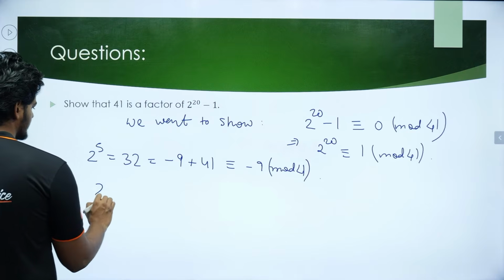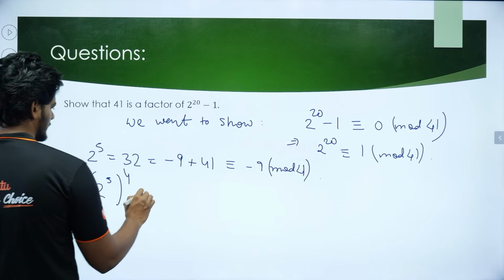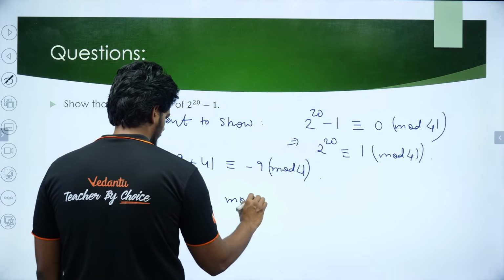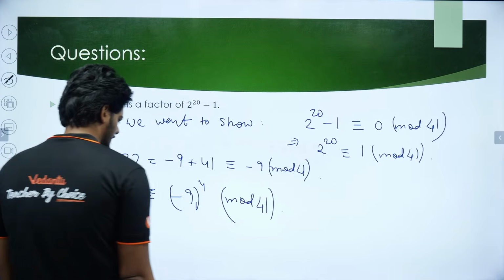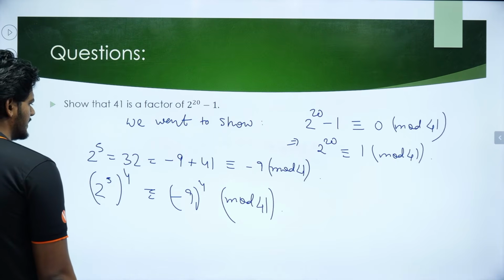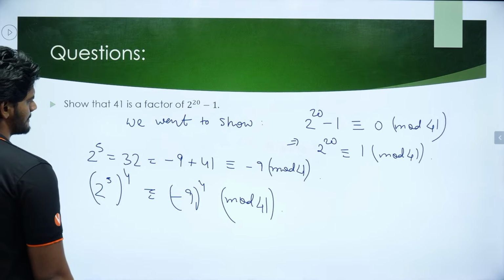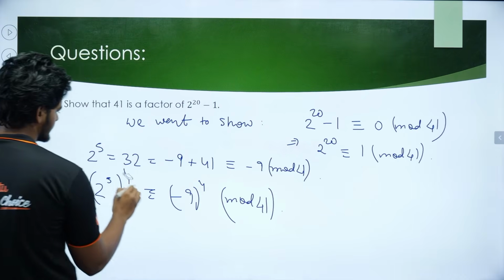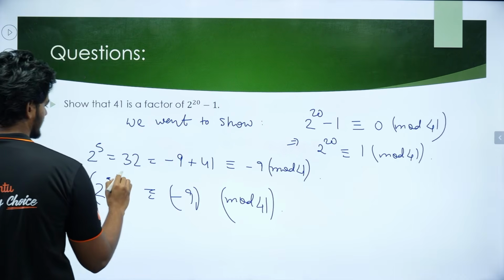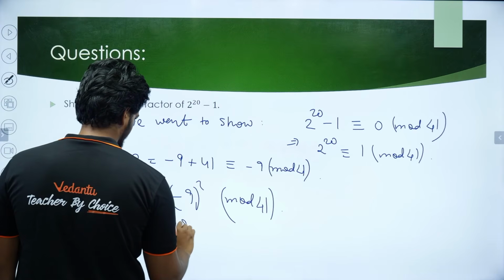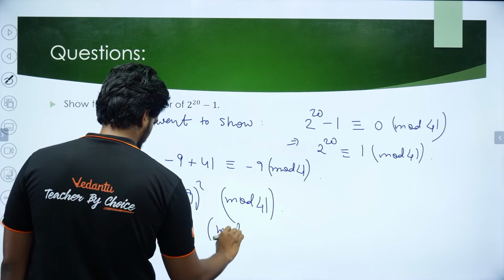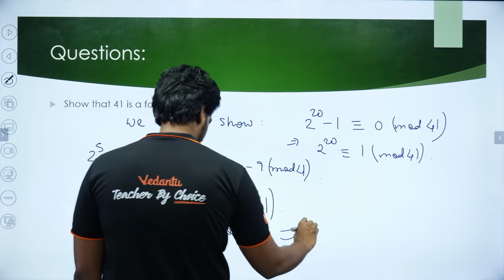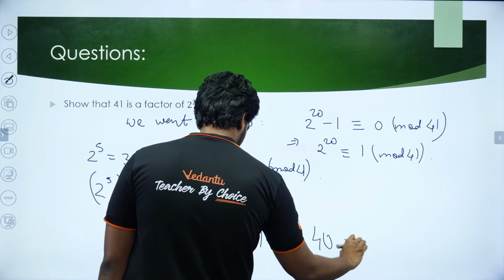Now 2 power 20 is 2 power 5 whole power 4. That will be congruent to minus 9 whole power 4 mod 41. Would there be a simpler way? Oh yeah, I think we can just start with the square instead of power 4. So if I square this, it will be 81 mod 41, which will be 40 mod 41.